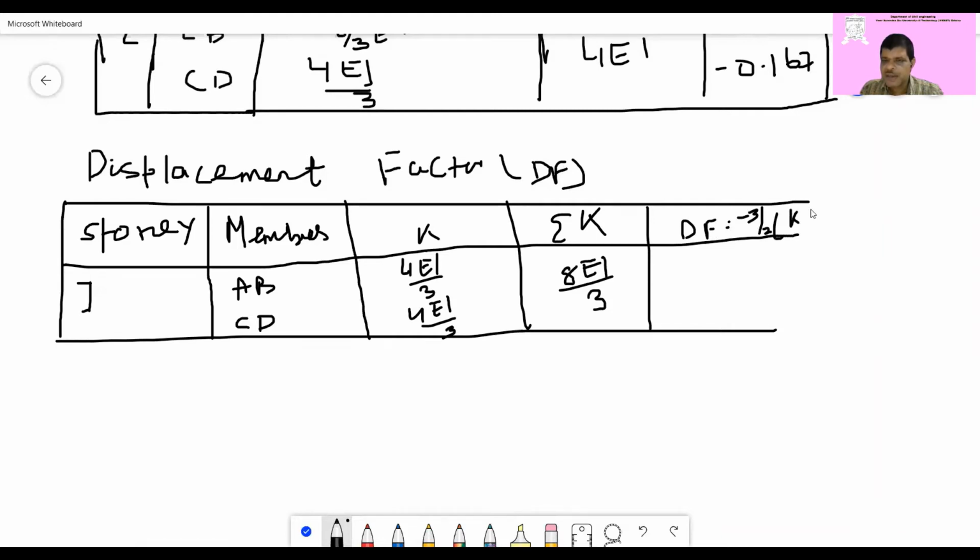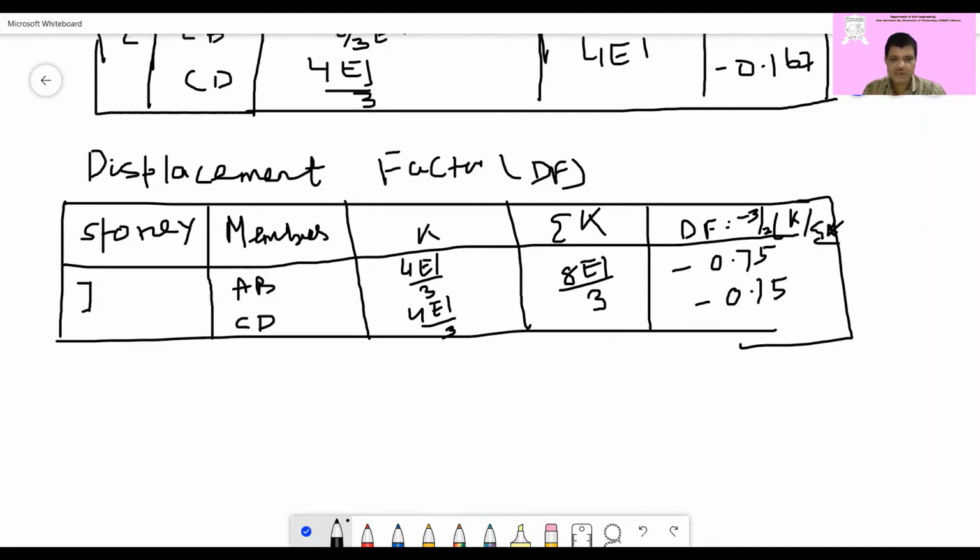K by sigma K. Okay, so calculate the value K by sigma K, and this will come as minus 0.75 and minus 0.75. So combined it should be minus 1.5. Okay, so now we have found all these rotation factors and distribution factors. Now we have to do the distribution.